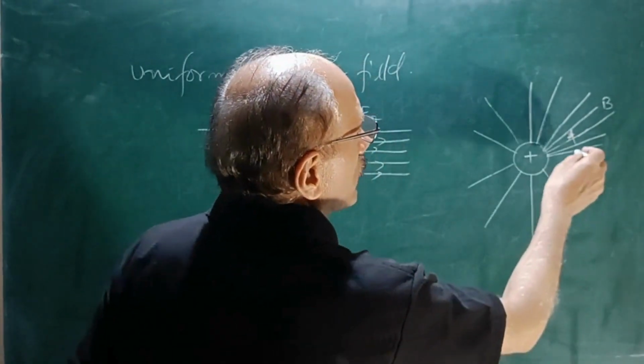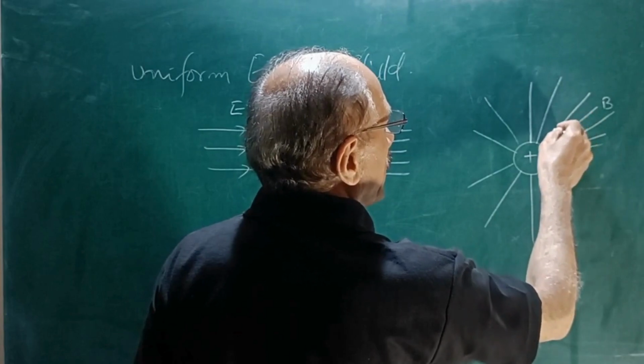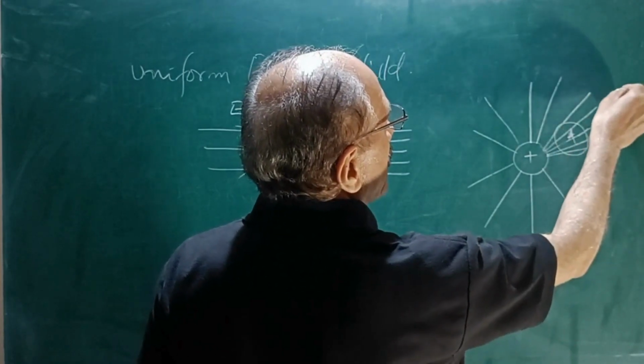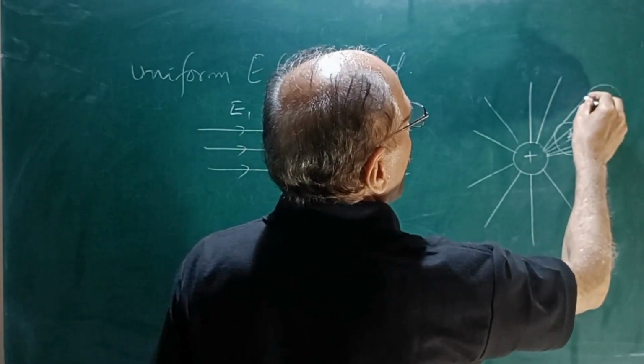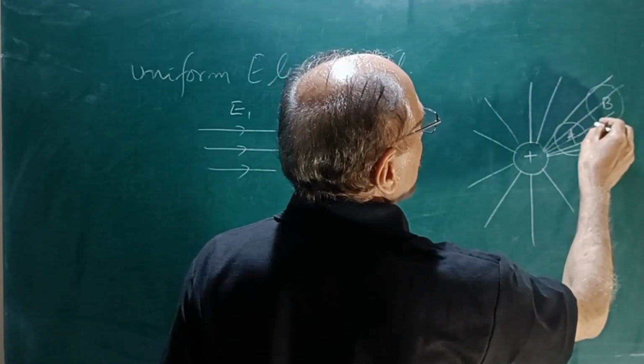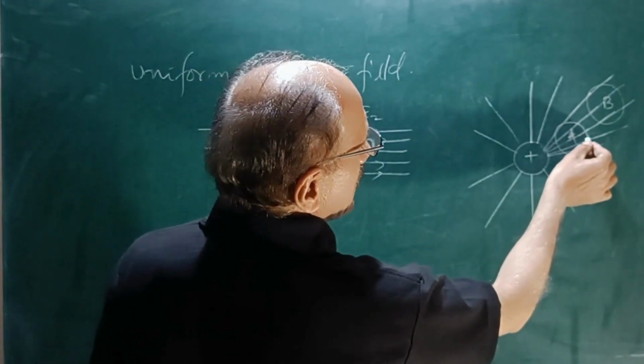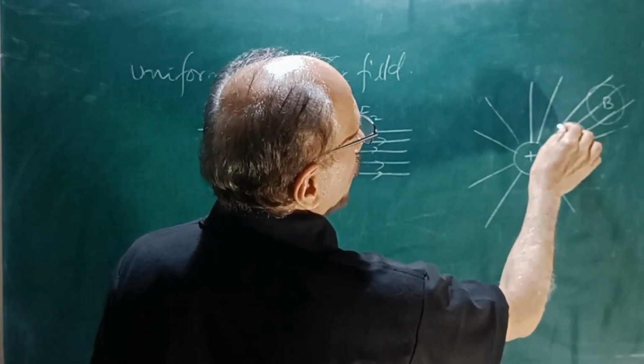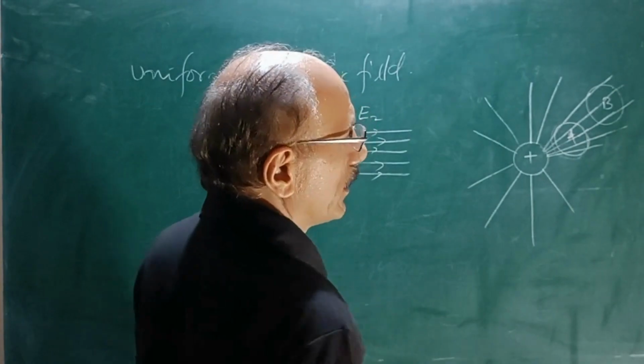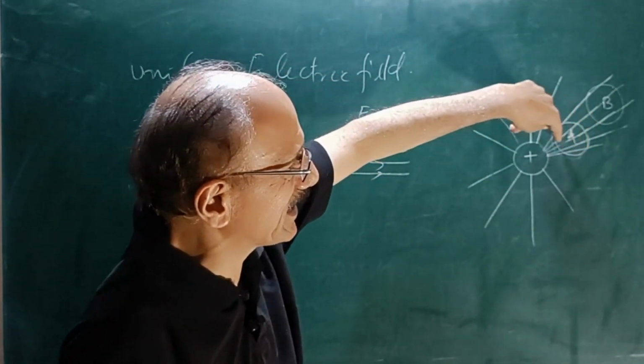Here the electric field, suppose I take a unit area like this and the same area over here. How many electric lines of force are passing through this space? Only 3. Whereas in this case, how many are there? 1, 2, 3, 4, 5. So here the electric field intensity is large.